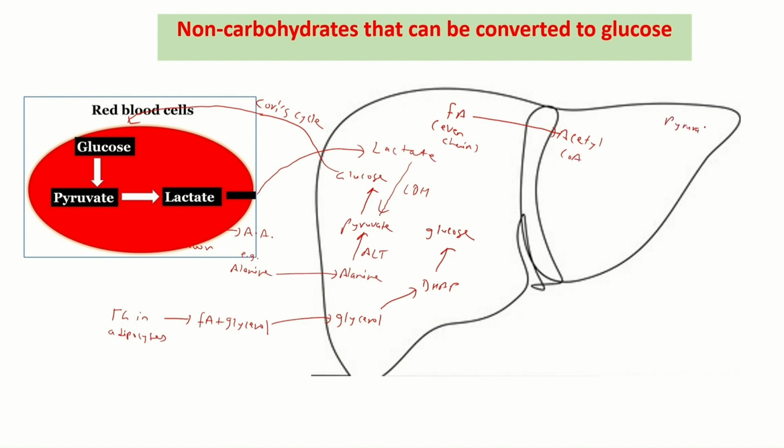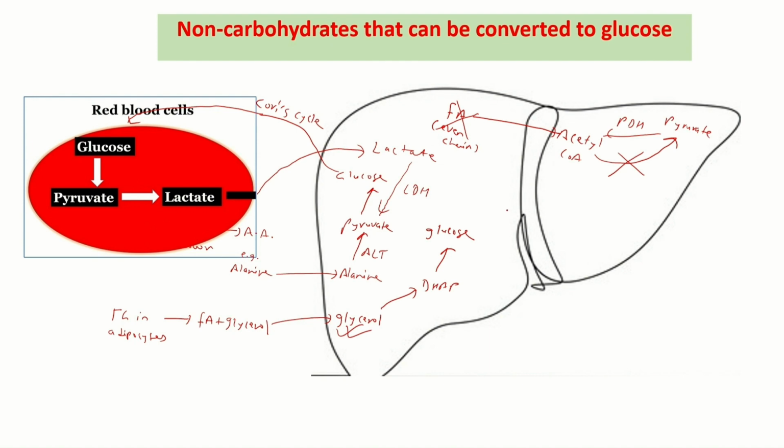Pyruvate can easily be converted to acetyl coenzyme A by pyruvate dehydrogenase, a multi-enzyme complex, but the reaction is essentially irreversible. This means acetyl coenzyme A cannot be converted back to pyruvate. Neither do we have any mechanisms to bypass this reaction to produce other intermediates that can be converted to glucose. Glucose, in well-fed state, can easily be converted to fatty acids, but the other way around is not possible in humans. So, always remember, while glycerol is a good source of glucose, the fatty acids cannot be converted to glucose.